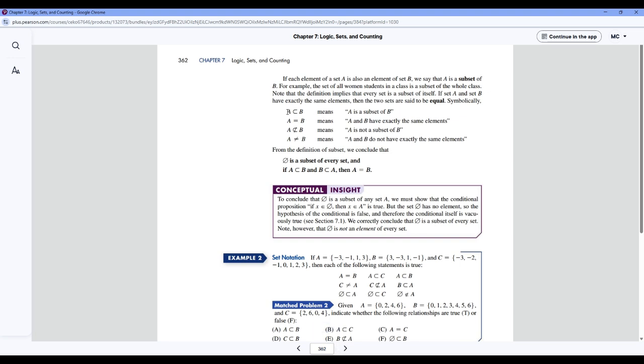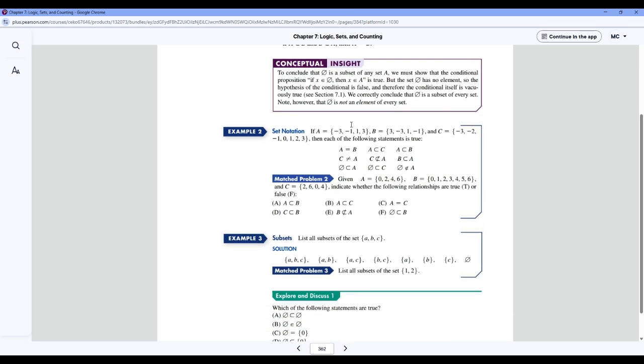So here, A is a subset of B, A is equal to B, A is not a subset of B, and A is not equal to B. So just kind of going through those definitions and so forth.